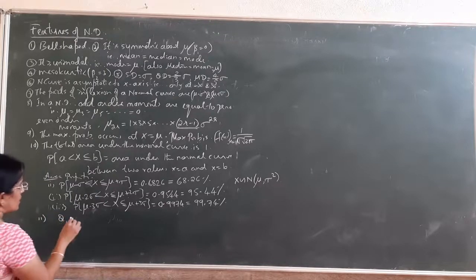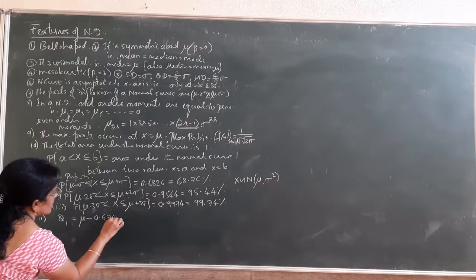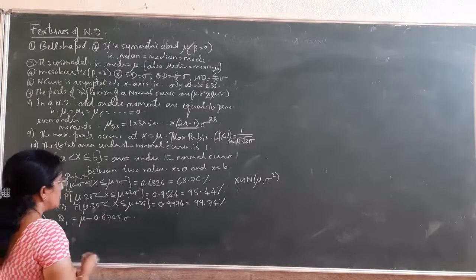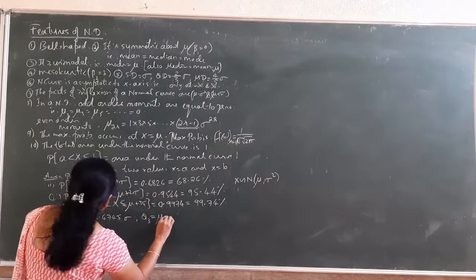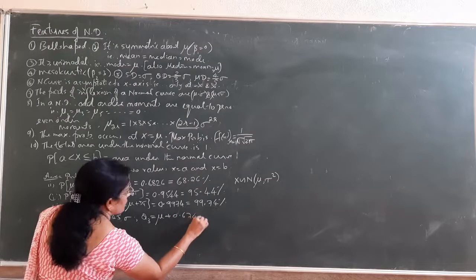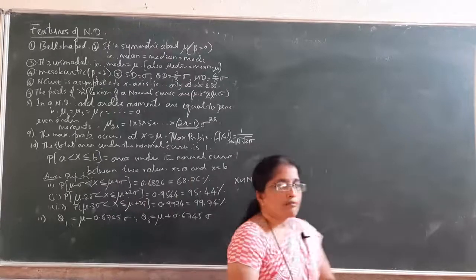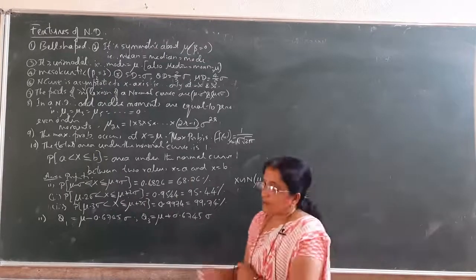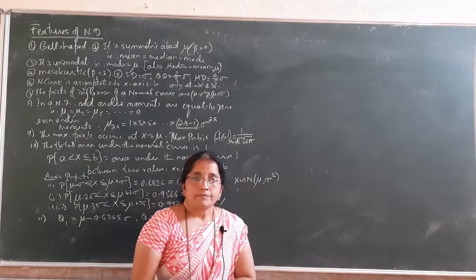q1, the first quartile, it is given by mu minus 0.6745 sigma. Similarly, q3, it is calculated with the help of the formula mu plus 0.6745 sigma. So, if mu and sigma are known, we can find q1 and q3. These are the features of a normal distribution.